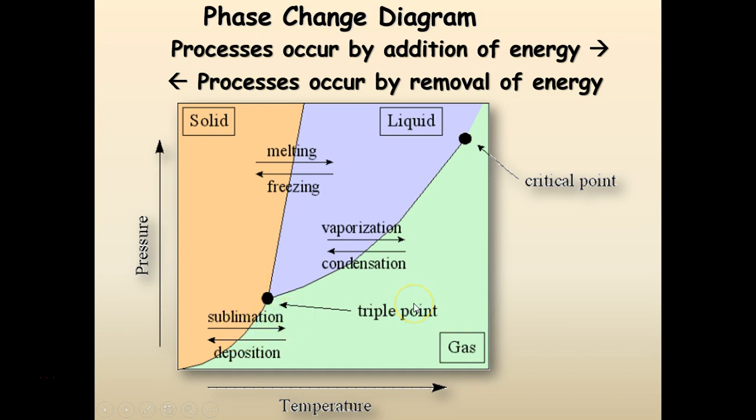If we take heat away and remove that energy by decreasing the temperature, then we're going the other direction. That's how we freeze or condense or deposit, for deposition.